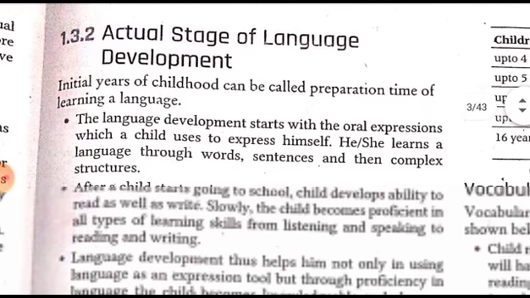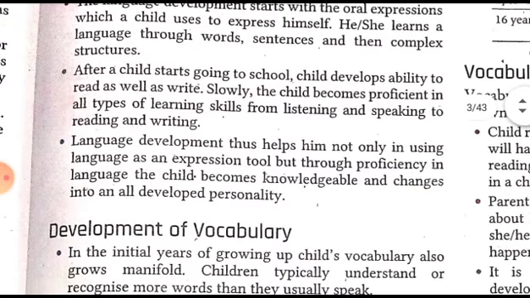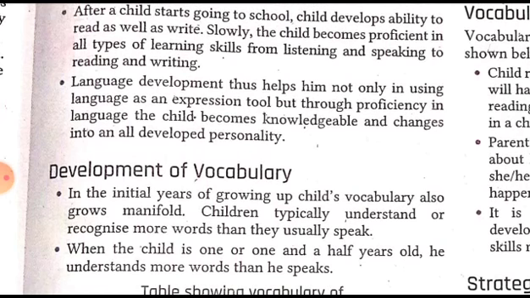Actual stage of language development. Initial years of childhood can be called preparation time for learning a language. The language development starts with the oral expressions which a child uses to express himself. He or she learns a language through words, sentences, and then complex structures. After a child starts going to school, the child develops the ability to read as well as write. Slowly the child becomes proficient in all types of learning skills, from listening and speaking to reading and writing. Language development thus helps him not only in using language as an expression tool, but through proficiency in the language the child becomes knowledgeable and changes into an all developed personality.